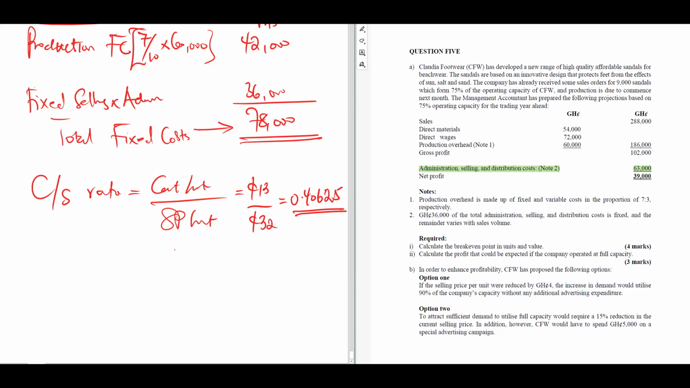So the very first question that was asked was that we should find our break-even point in units and value. So in units, how do we get it? Is it not fixed cost over what? Give me the formula. Fixed cost over what?